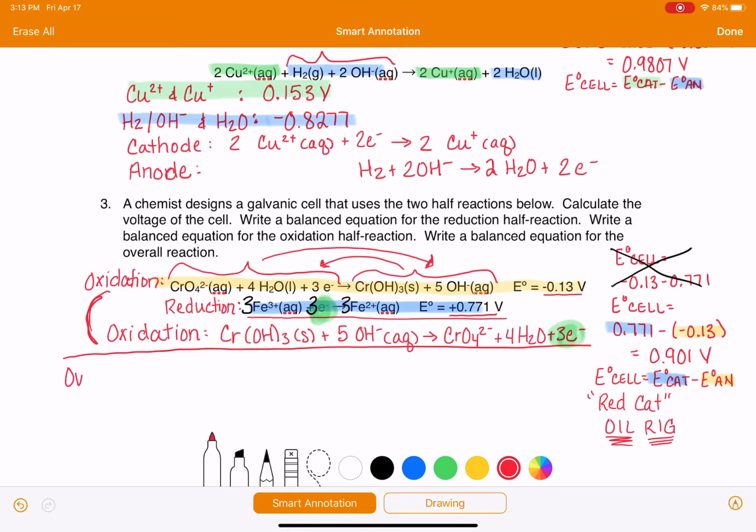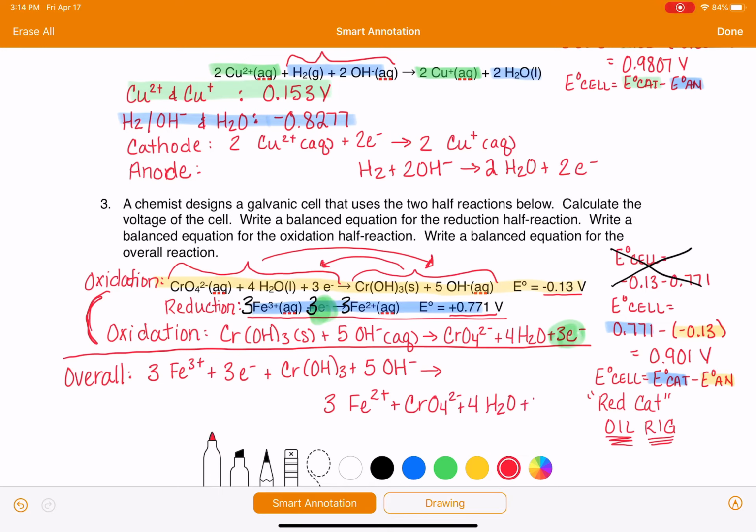And our overall reaction is going to be 3 Fe3 plus, again I'm going to leave the states out, plus 3 electrons, those are the reactants from the reduction, plus Cr(OH)3 plus 5 OH minus. The products are 3 Fe2 plus, CrO4 2 minus, 4 H2O, and 3 electrons. We can cancel out the electrons. That's the only thing we can cancel out. There is our overall reaction.